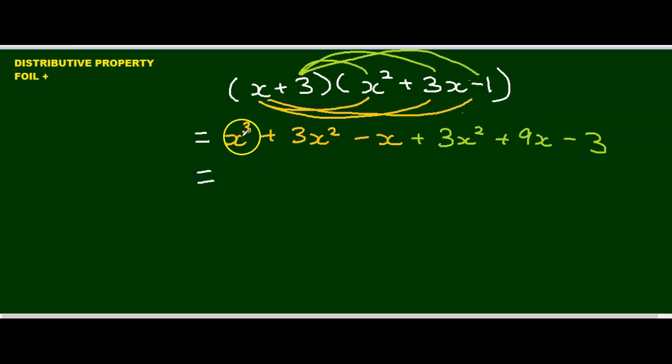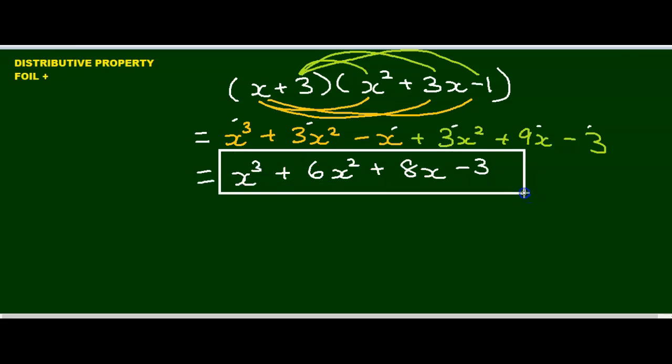Then let's simplify. x cubed. There's only one x cubed. I sometimes like to put a little check mark there to keep track of what I've used. We have 2 x squared terms here, which is 3x squared plus 3x squared. That gives me 6x squared. Mark there. You don't have to do it if you don't want to. And then I have 2x terms, which is 9x minus x gives me 8x. And we're left with that -3. And this is how we solve that.